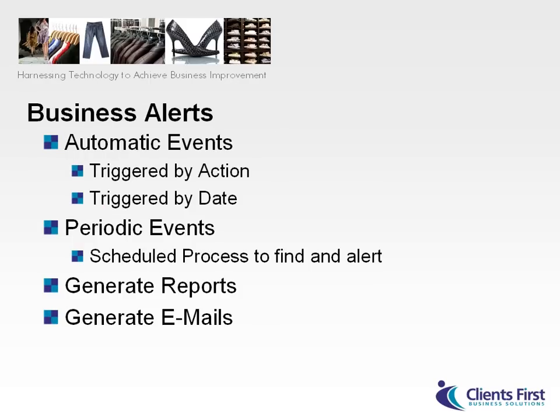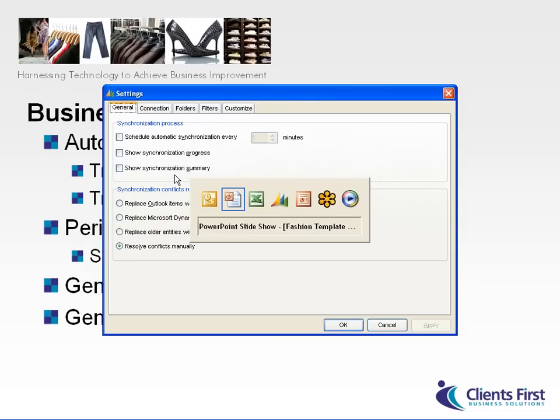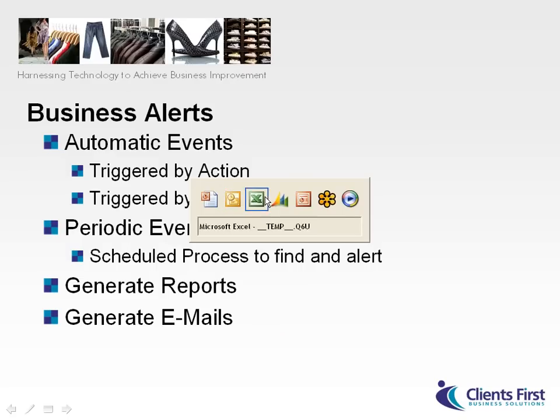Business alerts and business notifications are automatic events or periodic events that can be triggered based on updating data, based on an inventory item falling below a certain quantity on hand, for example. We take this data and generate emails, generate reports to internal or external subscribers to those notifications. So let's take a look at these types of events and the way that we construct and attach those.